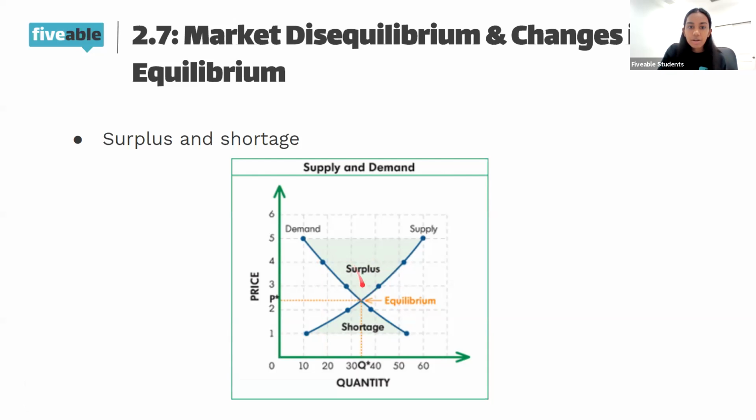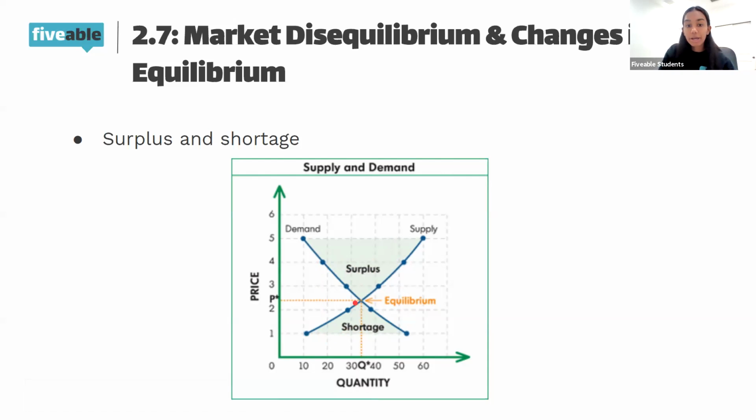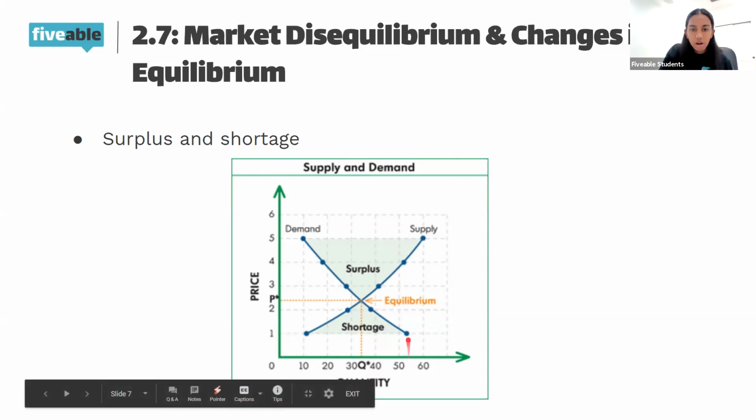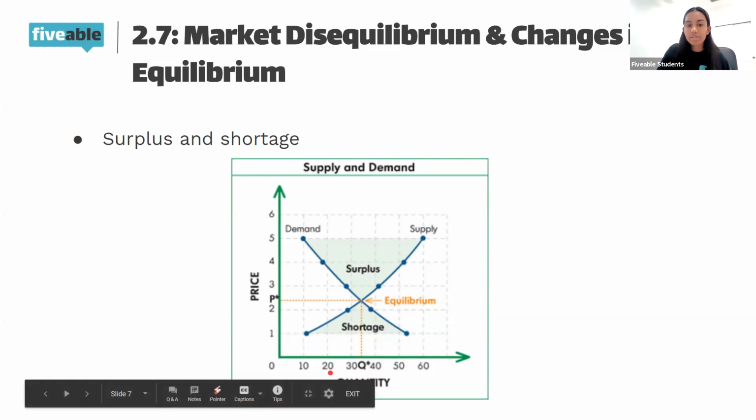So basically any price above equilibrium price is going to give you a surplus, and any price below equilibrium is going to give you a shortage. And a shortage is the exact opposite. So quantity demanded is higher than quantity supplied. Like at a price of 1, quantity demanded, again, is about 50, and quantity supplied is about 10. So there's a shortage of 40 because demand is higher than supply. Quantity demanded is higher than quantity supplied.